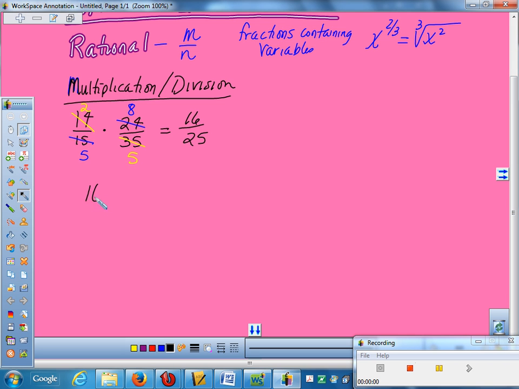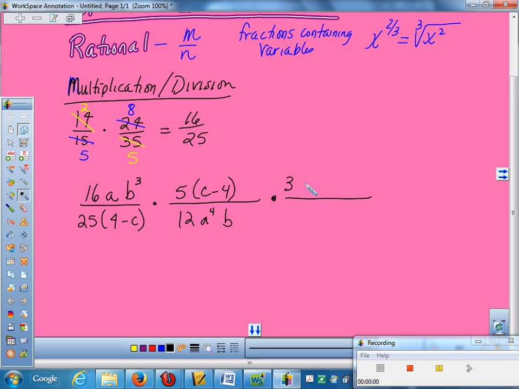So let's throw some variables in there and make this have some more pizzazz. So 16ab cubed divided by 25 times the quantity 4 minus c. Then we have 5 times the quantity c minus 4 over 12a to the 4th b. And just to make it more fun and show that you can do this, you can even multiply by a third fraction at the same time. There is no limit on how many fractions you can multiply by.